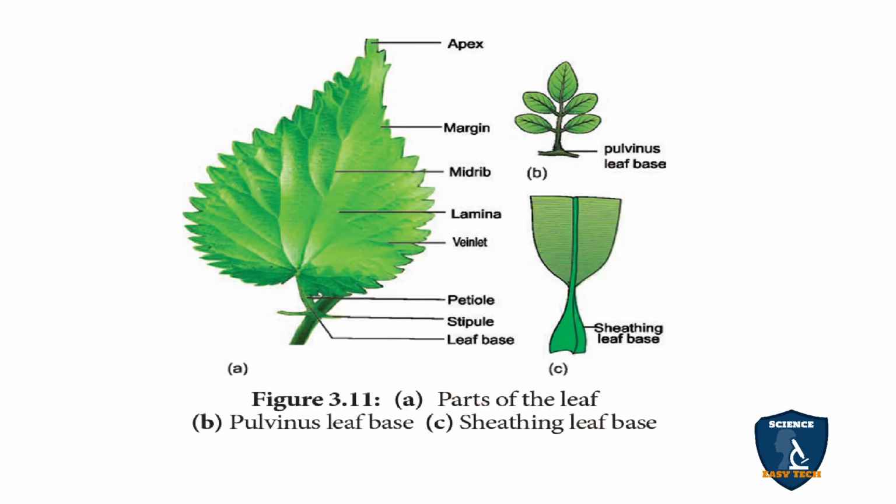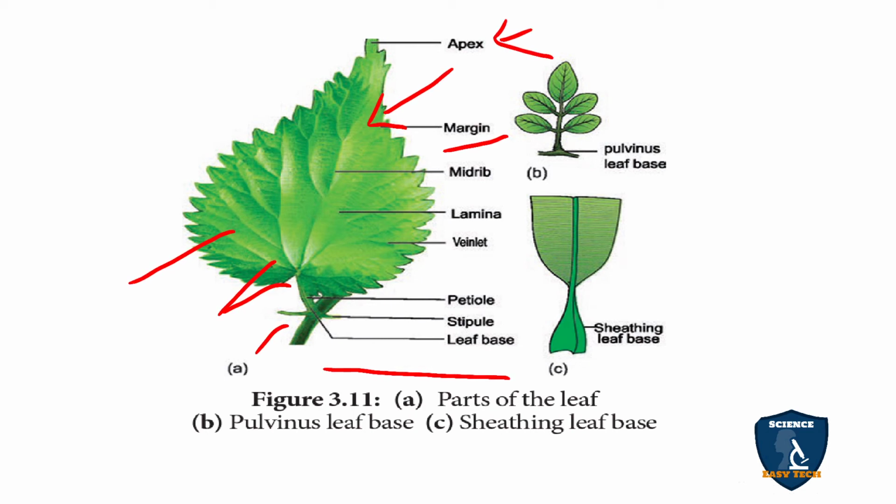So, parts of the leaf. You can see the leaf base and the stipules, the petiole, the leaf base. This portion is the petiole and you can see the stipules also here. And this is the lamina portion and you can see the veins and the margin of the leaf. This is the margin of the leaf and this is the leaf tip, which is called the apex. And this is the pulvinus, the swollen leaf base of the petiole is called pulvinus.